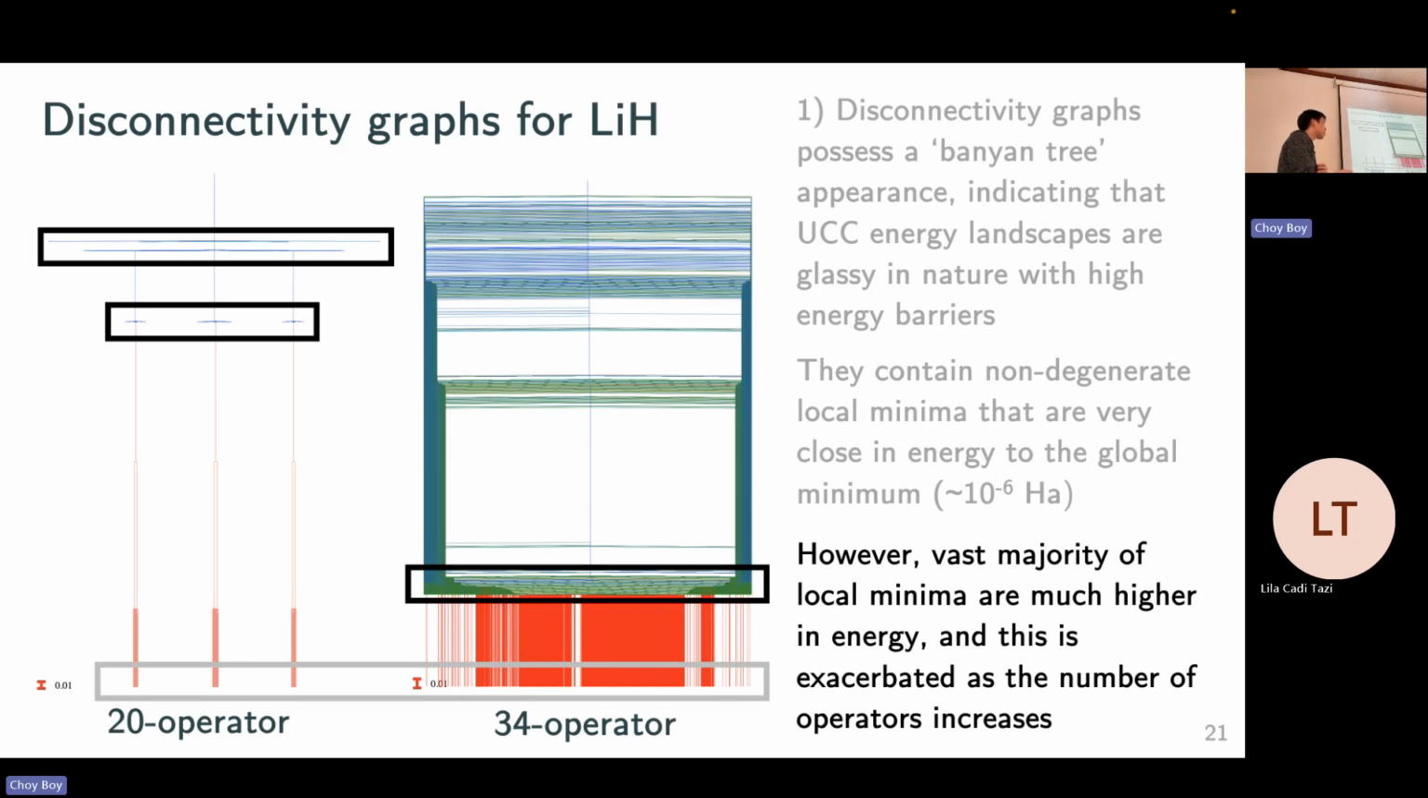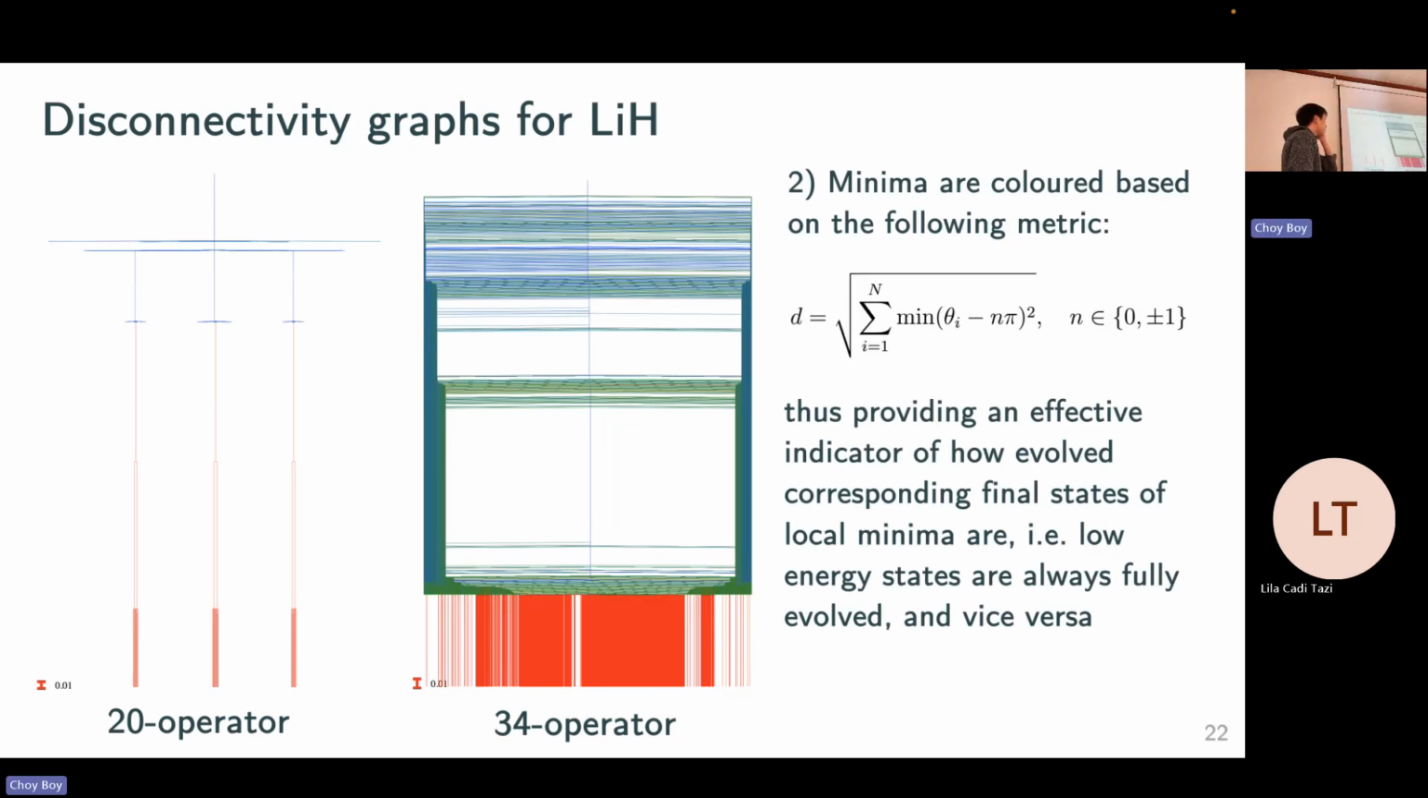Between different neighborhoods, I would say they are different. I will probably plot this against the overlap with the FCI, which will be more informative as well. We actually observed that the amplitudes we get from this optimization typically are very close to 0 and ±pi. So we wanted to color this based on a metric where we take the minimum distance to 0 or ±pi, whichever is lower.